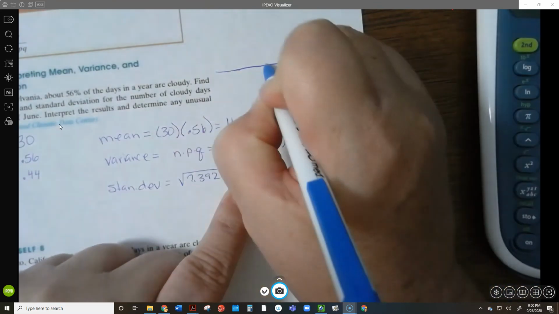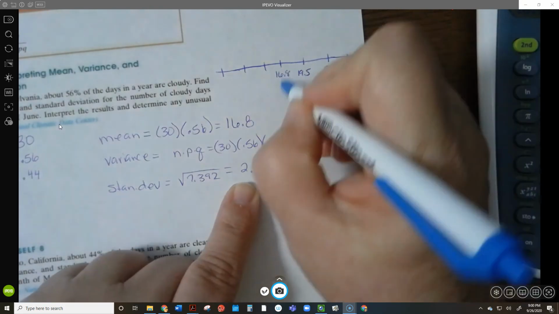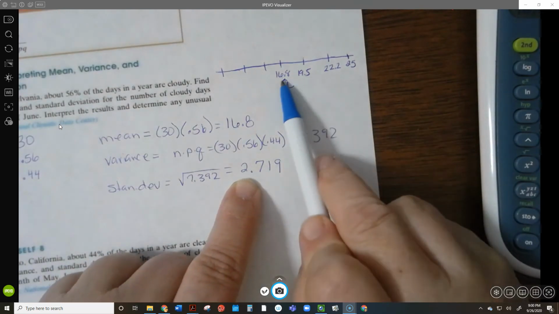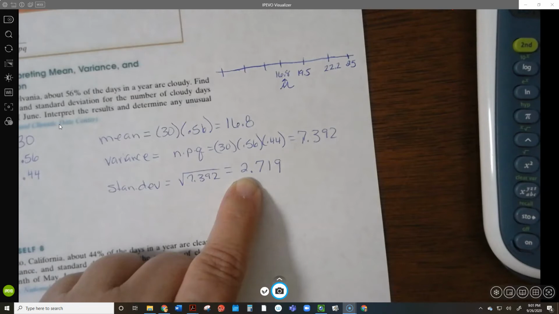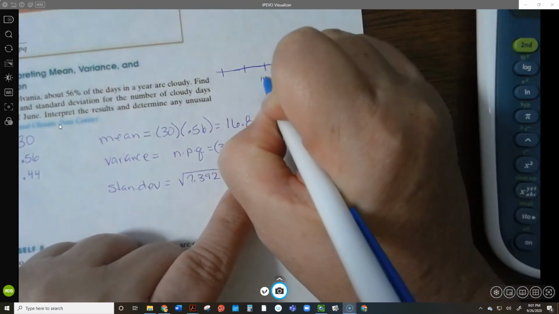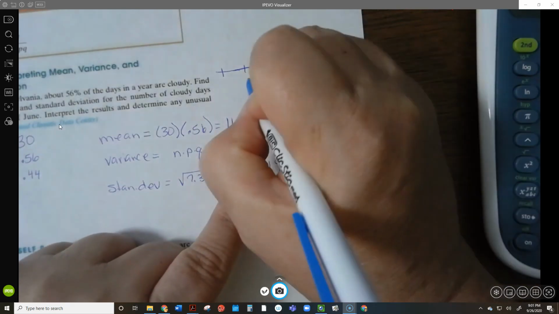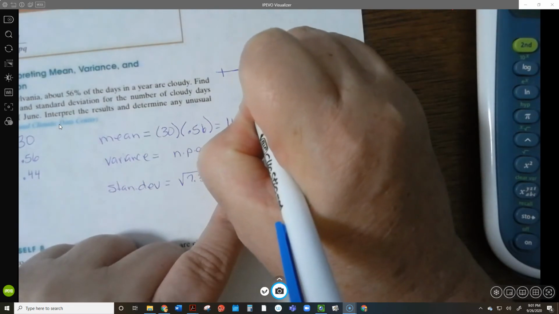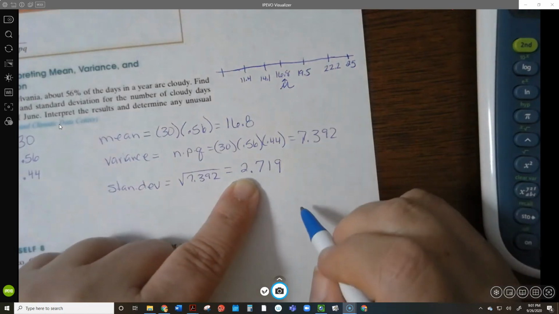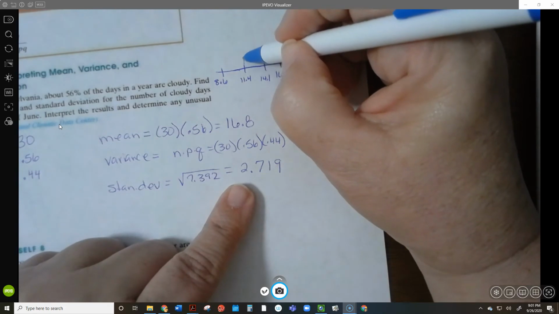Now go back the other way. Take 16.8, which is the mean. This was the mean right here. And then we added 2.7, so now take away 2.719. Take away the standard deviation, and you'll be at 14.1. And then take it away again, 2.719, and you'll be at 11.4. And then take it away one more time, and you'll be at 8.6.